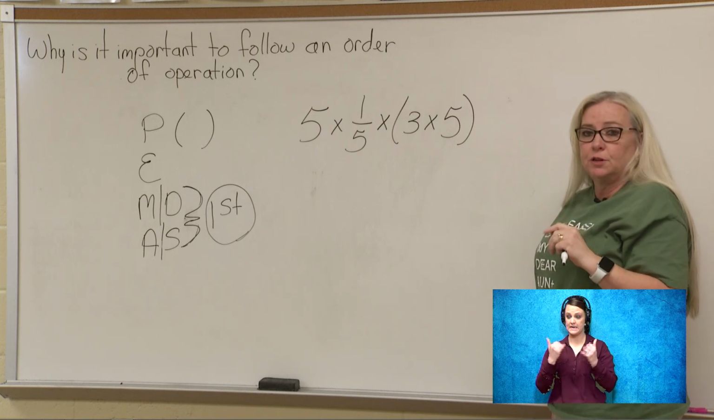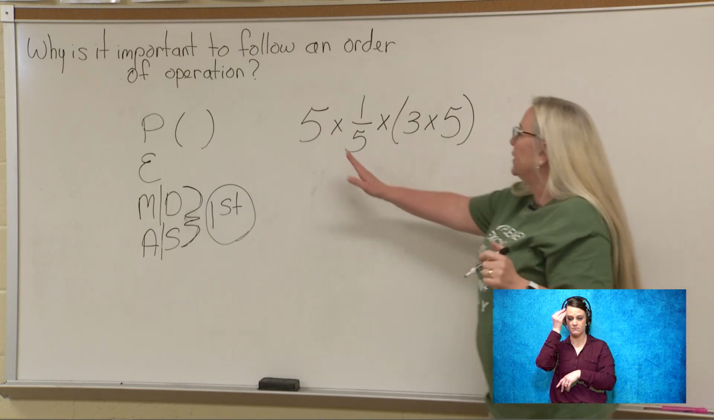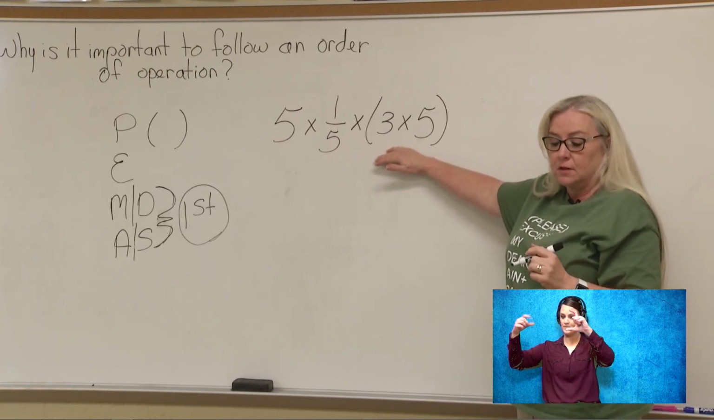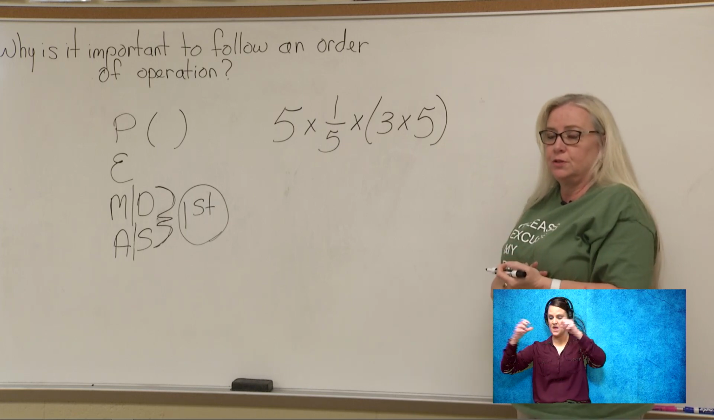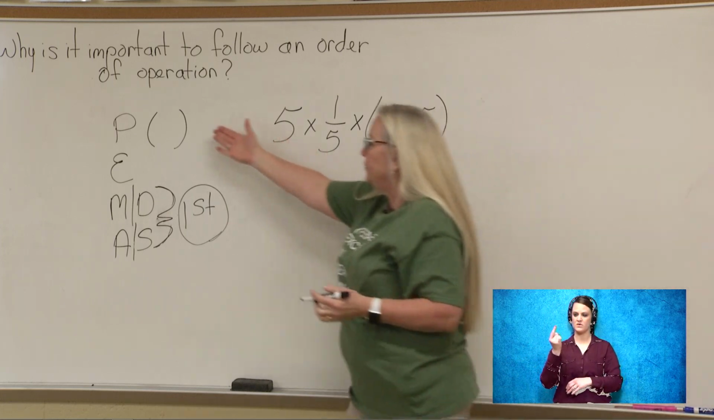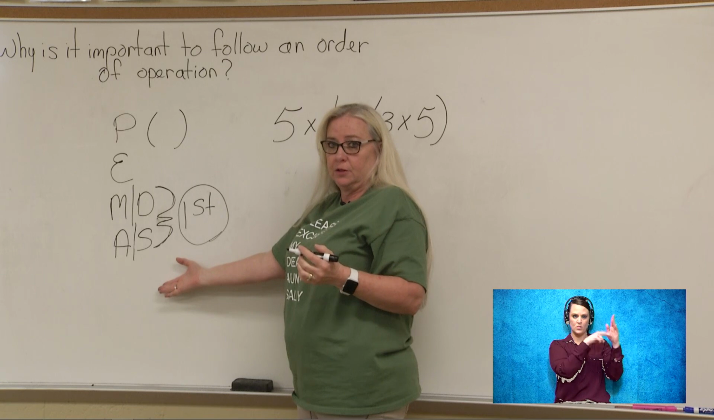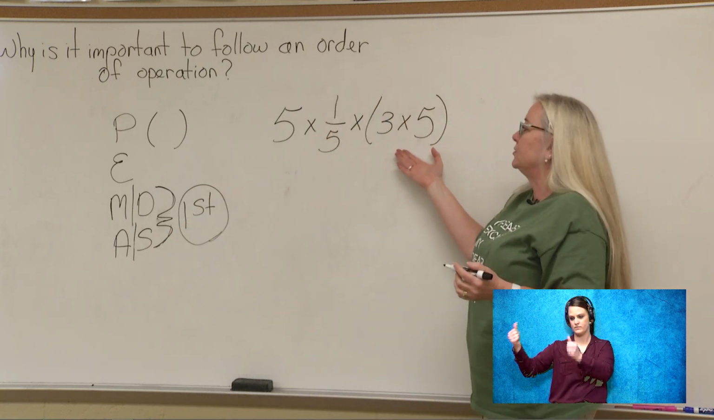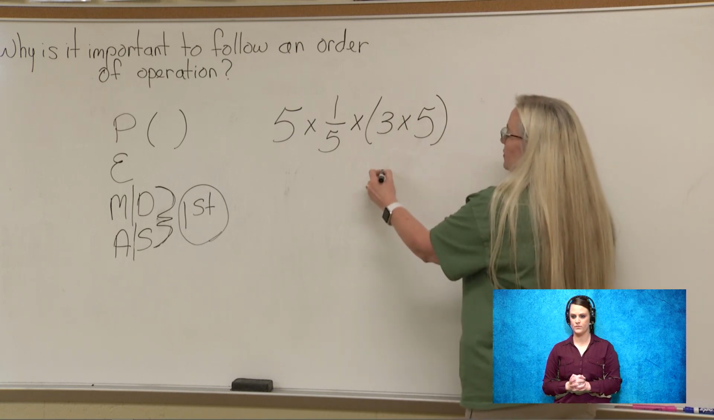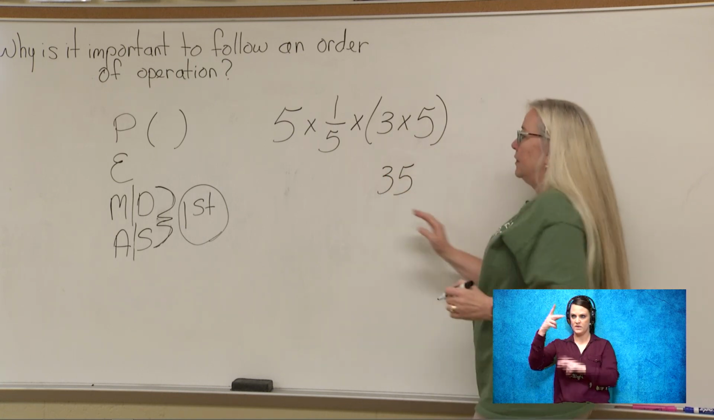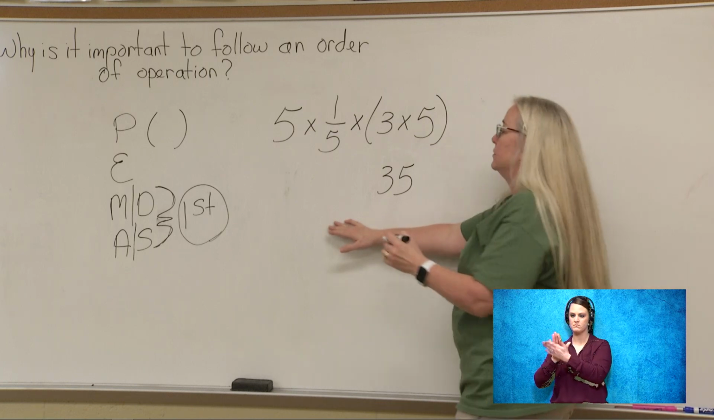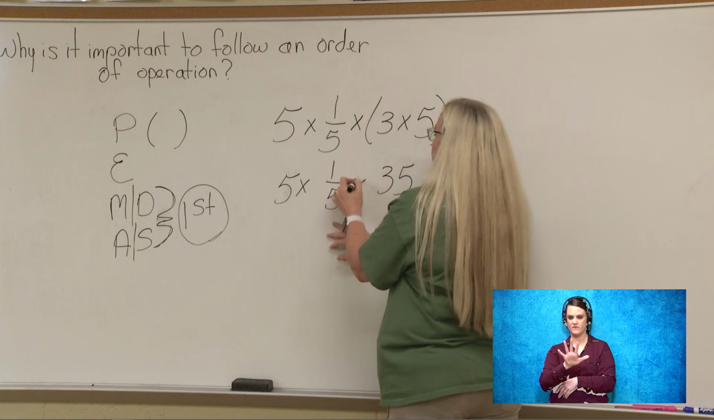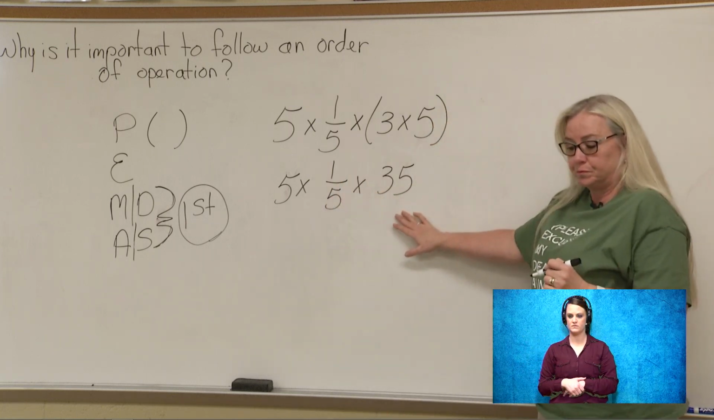Now look at that one. What do you think? All we have is multiplying, but we do have parentheses. So which operation are we going to do first? If you have to go back and look at your hierarchy, go back and look at your hierarchy. But we have parentheses, so that's what we need to do first. So I'm going to write my answer down here. Then I'm going to bring everything else down. 5 times 1/5 times 15.